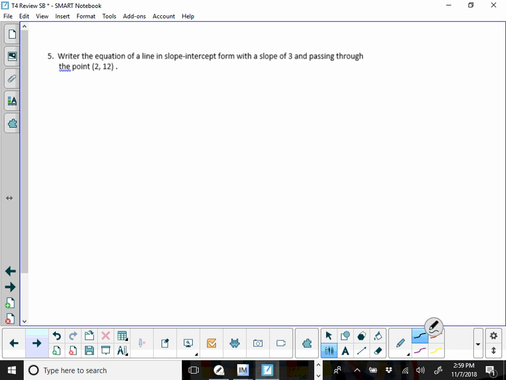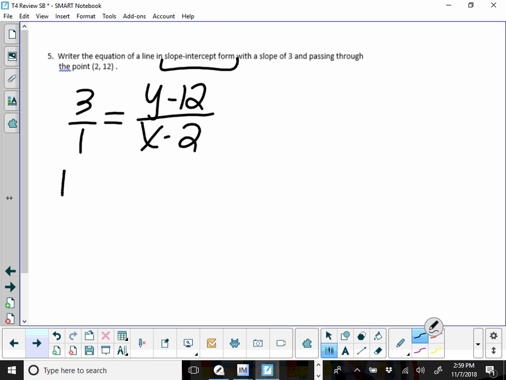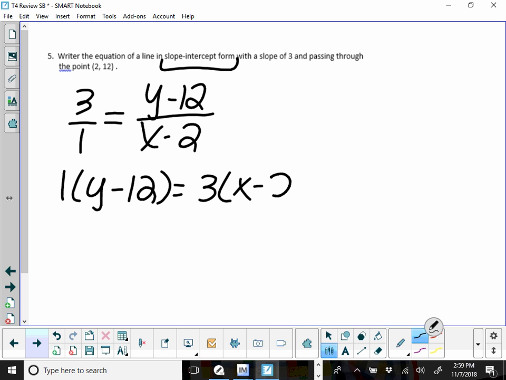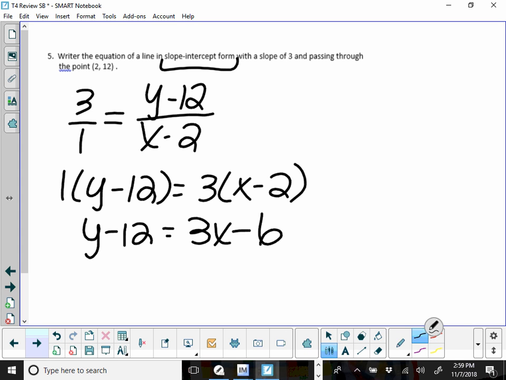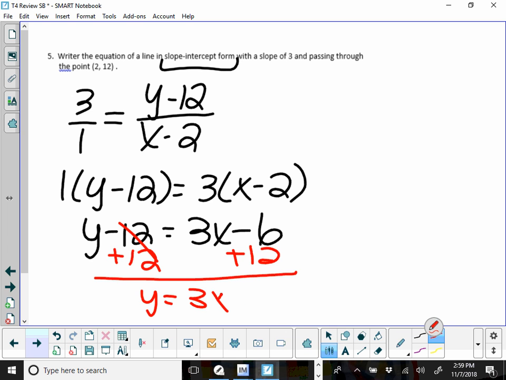All right, slope of 3. So that's 3 over 1. With the point 2, 12, it does say slope-intercept form here. So it's going to be y minus 12 over x minus 2, and we are going to cross multiply. Okay, slope-intercept form, we want y by itself. So I'm going to add my 12, which gives me y equals 3x plus 6. Y is by itself, so we're good to go.